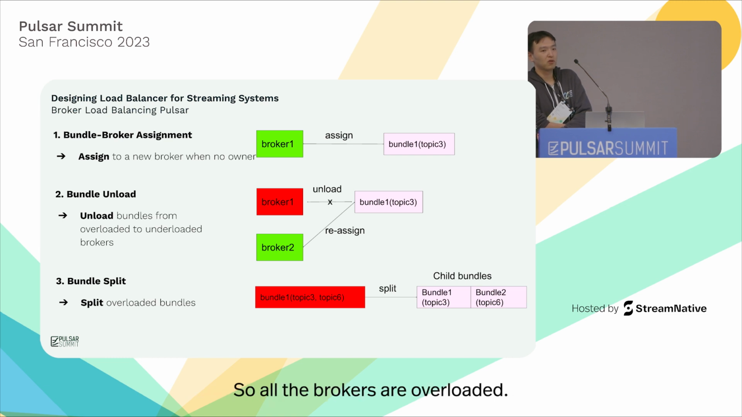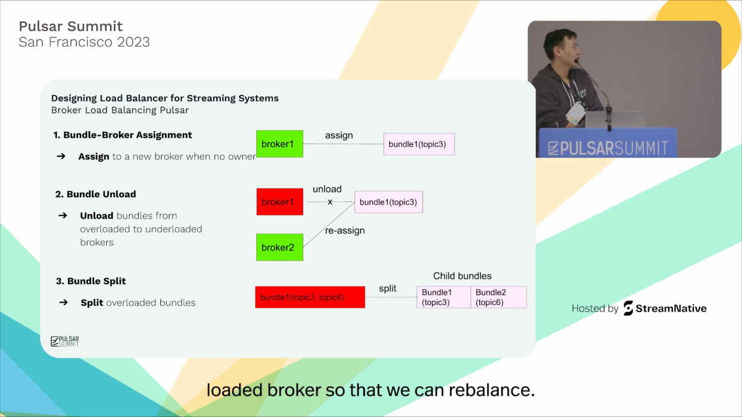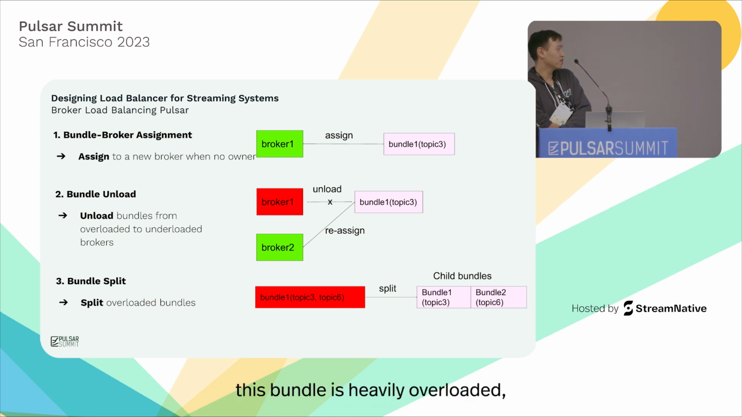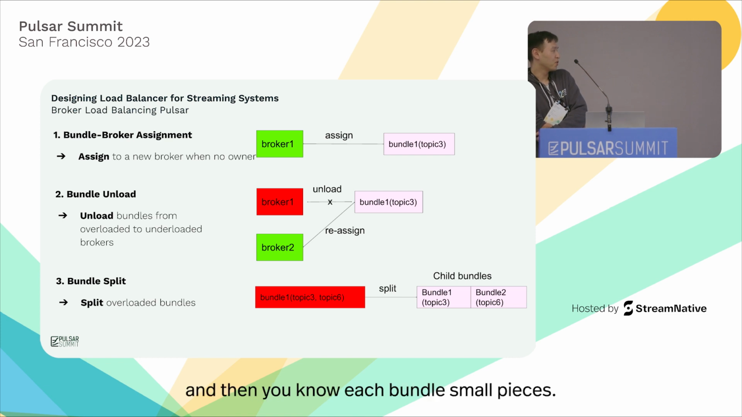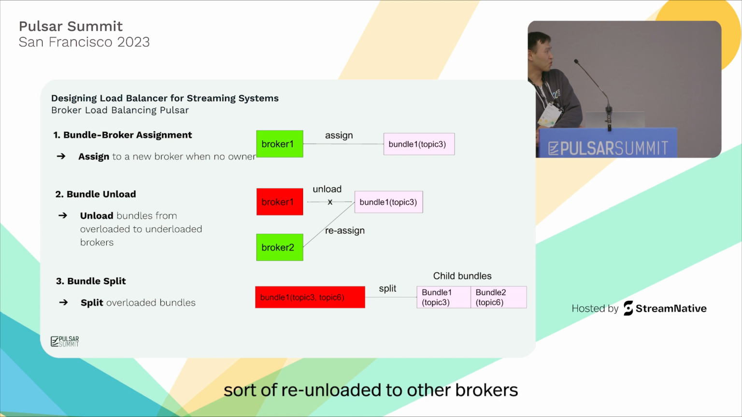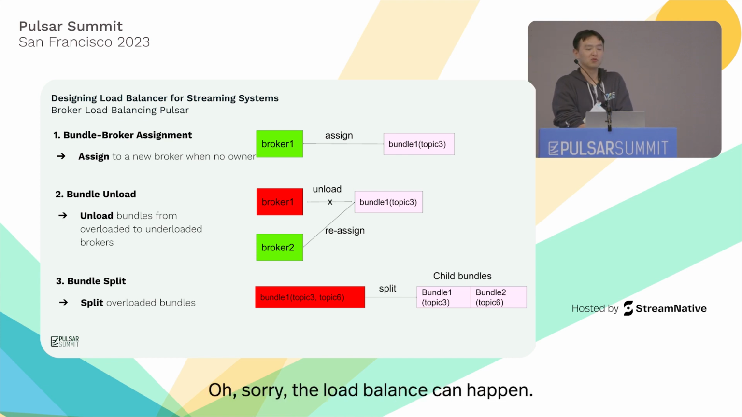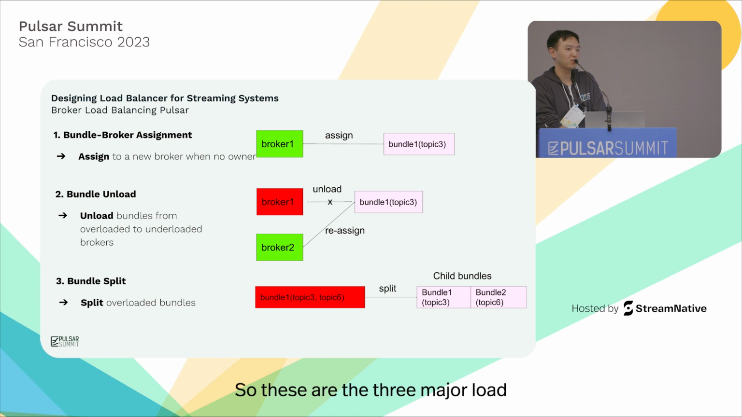Let's say some of the brokers are overloaded, then we want to unload some of the bundles from that overloaded broker to the less loaded broker so that it can be balanced. Lastly, we have split. Let's say this bundle is heavily overloaded, with a lot of traffic from many topics. You want to split it into two bundles, and then the smaller pieces of the bundle can be unloaded to other brokers so that load balance can happen. So these are the three major load balance features available right now.